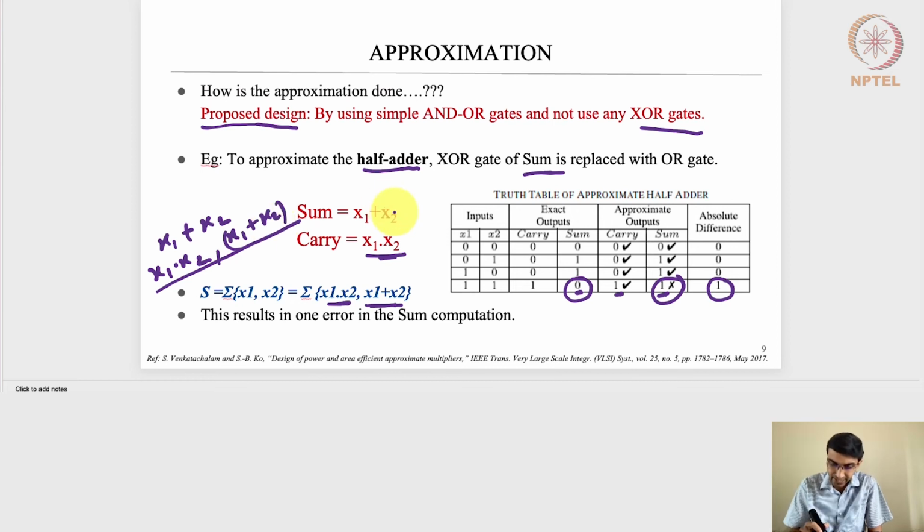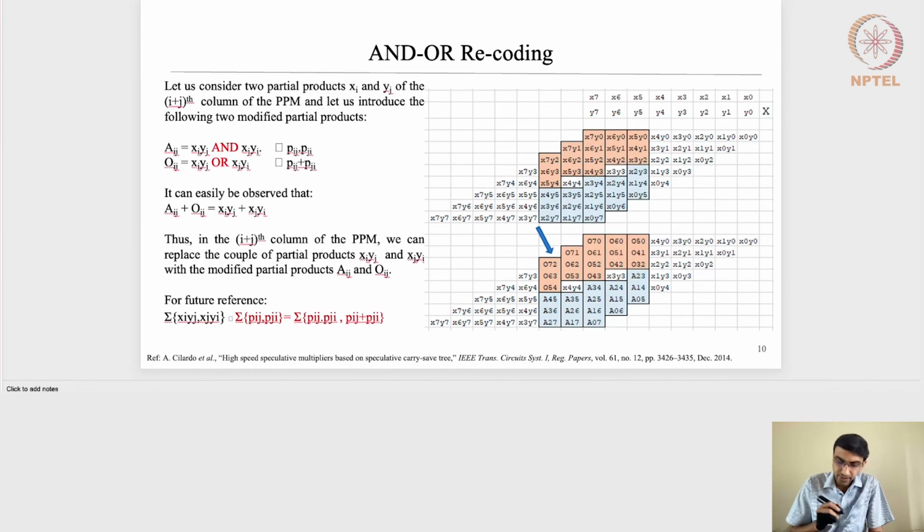All right, x1 or x2 is likely to give us one error here in the sum computation. Alright, so if I proceed further, now why not use this AND and OR recoding for our different sizes of compressors? What I have written here is in our partial product generation. This is my 8-bit X input and 8-bit Y input. If it gets multiplied, I'll get the partial products.